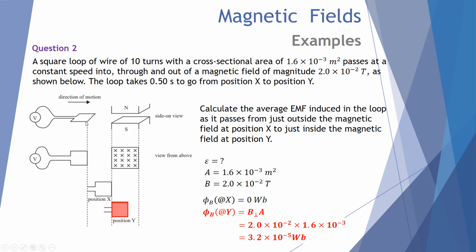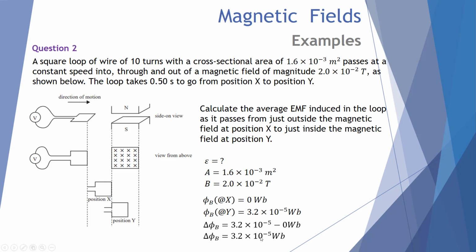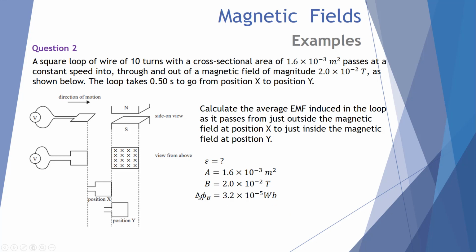This is now a scenario where the coil is fully in, its cross-sectional area is perpendicular to the magnetic field, so it's going to be the field strength multiplied by the cross-sectional area, and it comes out to 3.2 by 10 to the negative 5 Weber. So there's our flux at X and our flux at Y. Subtracting the two to find our change in flux gives us a value of 3.2 by 10 to the negative 5 Weber. So there's our change in flux.